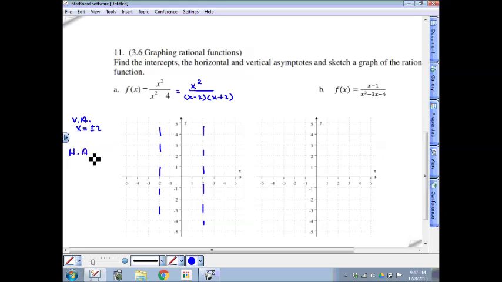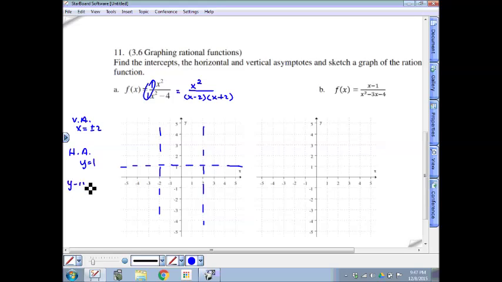The horizontal asymptote is easy to find, but you have to remember how to find it because it's different depending on what the problem looks like. If you have the same degree in the numerator and the denominator, then you look at the leading coefficients and divide them. Let me repeat that. If you have the same degree in the numerator and the denominator, then you divide the leading coefficients to find your horizontal asymptote. 1 divided by 1 is 1, so the horizontal asymptote is at 1.